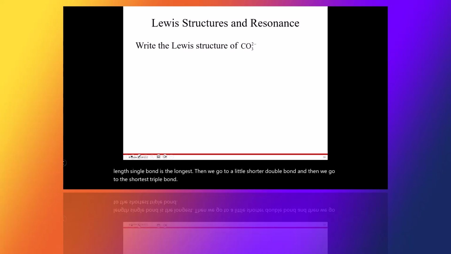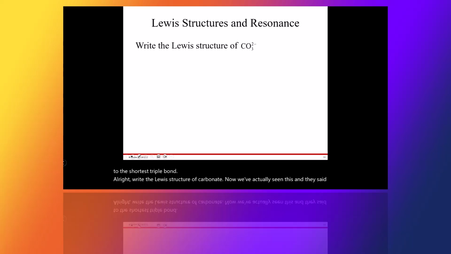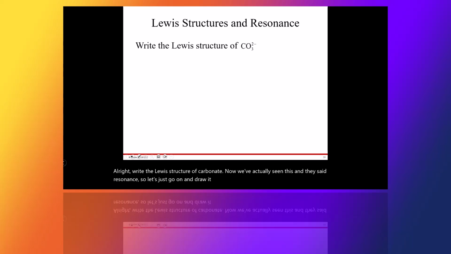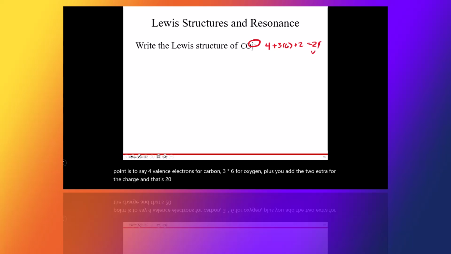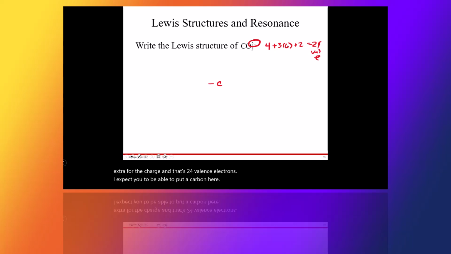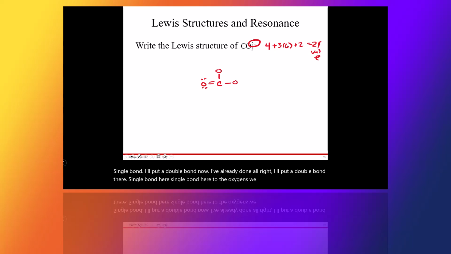All right, write the Lewis structure of carbonate. Now we've actually seen this, and they said resonance. So let's just go on and draw it. Again, what I expect for you to be able to do at this point is to say 4 valence electrons for carbon, 3 times 6 for oxygen, plus you add the 2 extra for the charge, and that's 24 valence electrons. I expect you to be able to put a carbon here, single bond. I'll put a double bond there, single bond here, single bond here to the oxygens. We know that each oxygen has to have 8, so we're putting our lone pairs in.